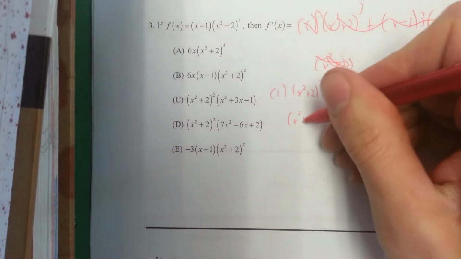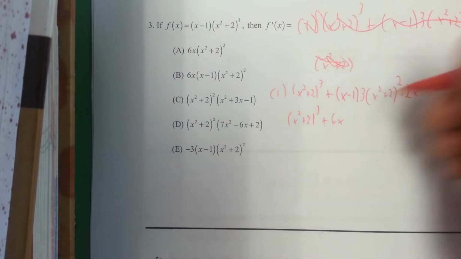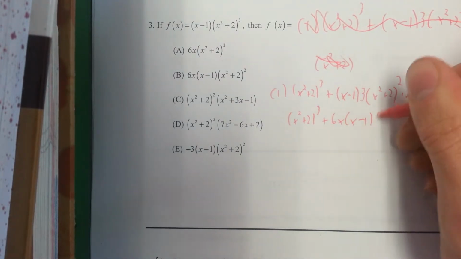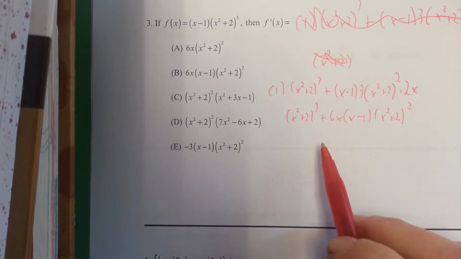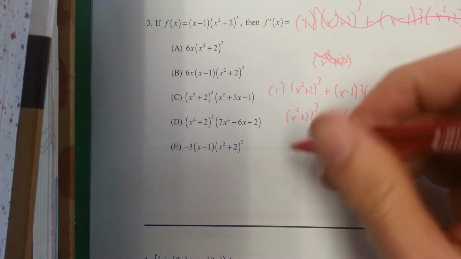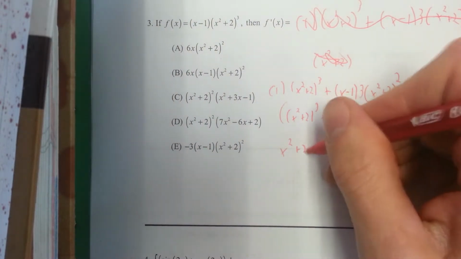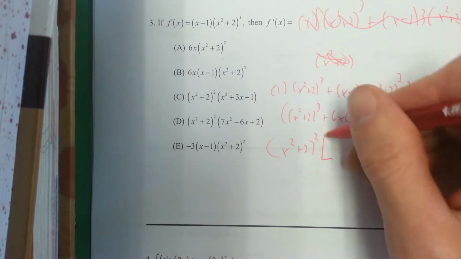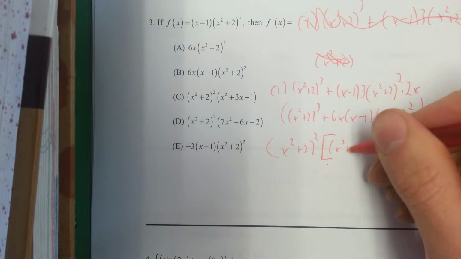Okay, so this is x squared plus 2 to the third. Let me mess with this a little bit. This looks like 6x times x minus 1 times x squared plus 2 squared. I'm just doing a little bit of algebra. Okay, looks to me like over here they yanked out an x squared plus 2 squared, so I'm going to yank out of this entire thing x squared plus 2 squared. Now I'm going to have brackets here. Well, I yanked out x squared plus 2 squared, leaving me here with an x squared plus 2.